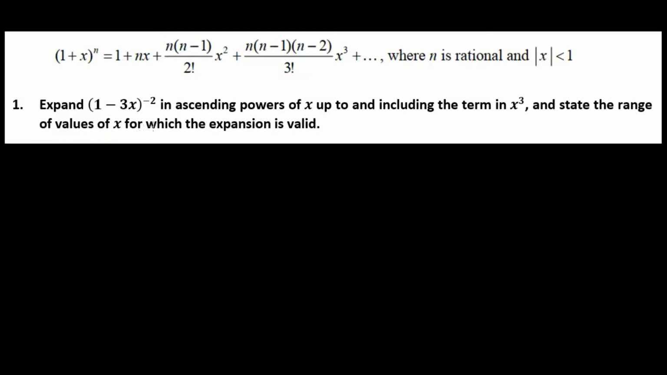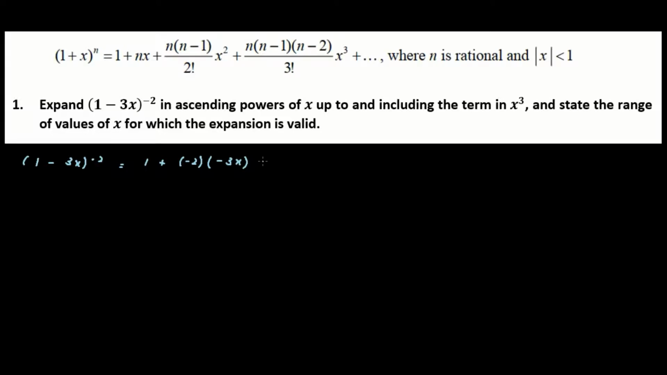Okay, so the first thing, let's do the expansion first. What you do is just follow the formula. (1 minus 3x) to the power of negative 2. Now your 1 is still 1, but your x is negative 3x. So what you do is just change all the x here into negative 3x. So 1 plus, then what's your n? Your n is negative 2, right? So negative 2, and your x will be negative 3x. Don't forget that when we talk about x, it means the whole thing here, the whole b here.